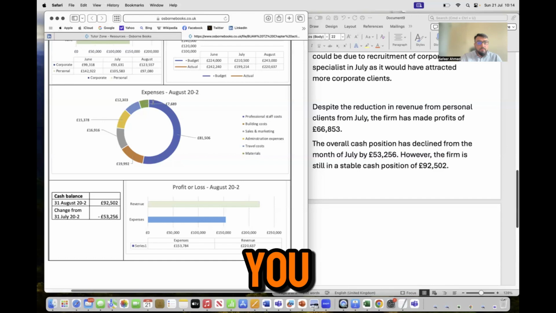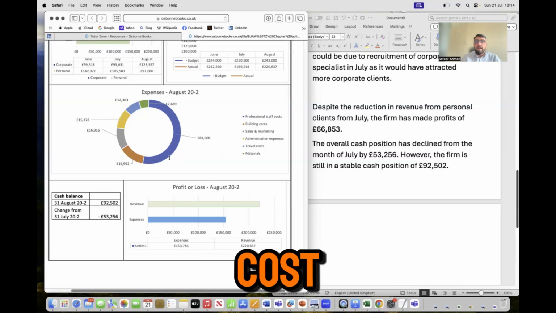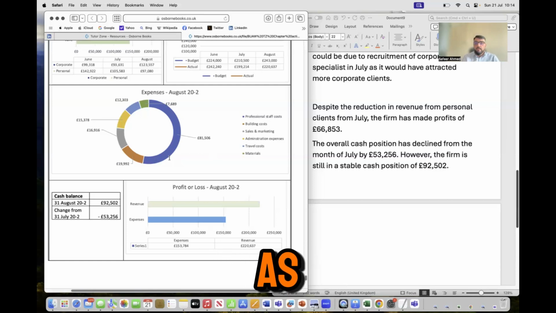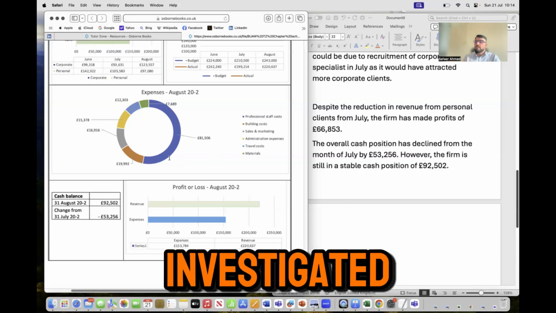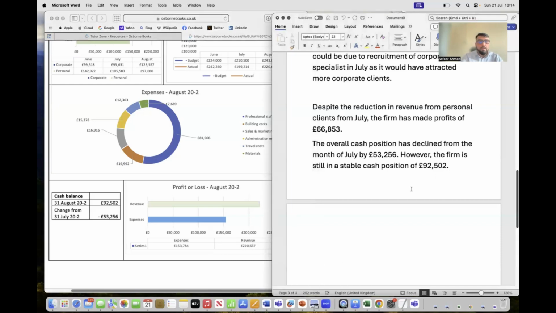Materials, you can see, is a very small portion as well there. But if you look at the travel cost, what kind of travel cost would a tax advisory firm have? Do they really deliver anything? So what kind of cost is this? Unless they visit clients all the time, as compared to the client coming to them, that's different. So in other words, that needs to be investigated. We are not sure.